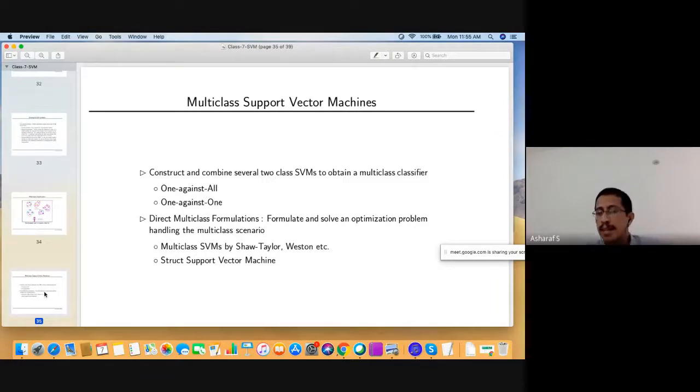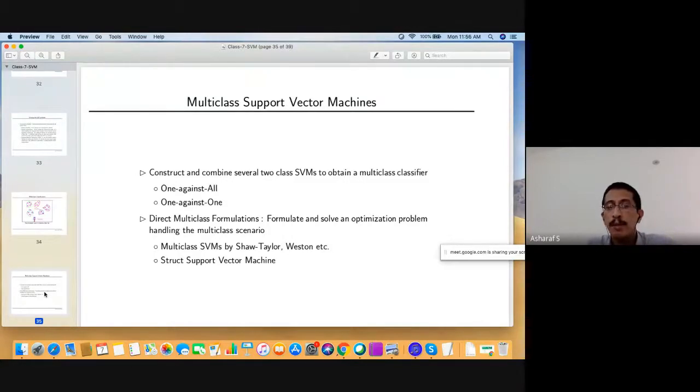Direct multi-class classification in the case of SVM was also attempted. One such attempt is multi-class SVMs by Shawe-Taylor and Weston. Then there are structural SVMs by Joachims and his group. You can look at it. They have implemented SVM Light and Struct SVM at Cornell University, by Professor Joachims. I'll give you the link for that.